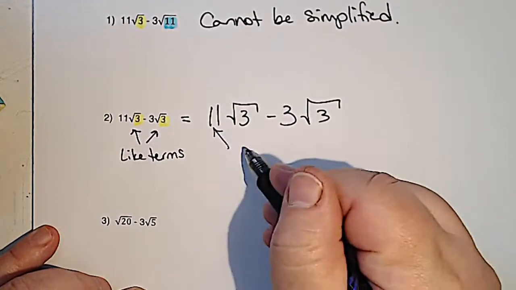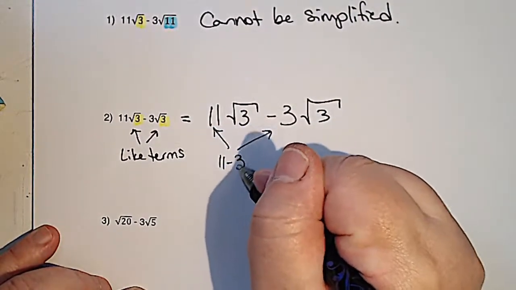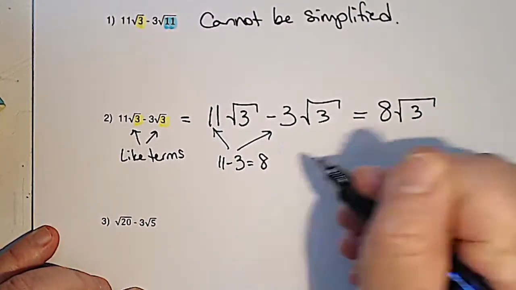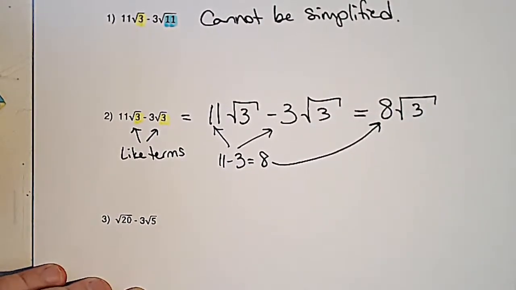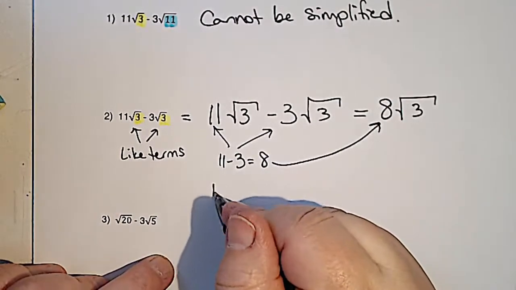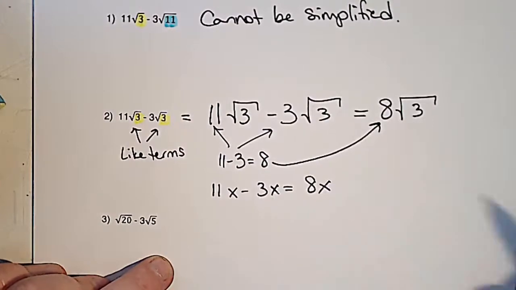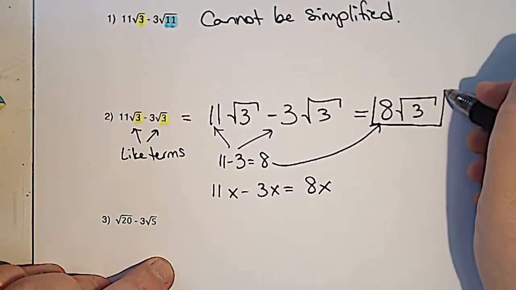Look at these two numbers. The 11 minus the 3. 11 minus 3 is 8. So we get 8 radical 3. So take a look at that. If I've got 11 radical 3 minus 3 radical 3, I get 8 radical 3. It's just as if I had 11x minus 3x equals 8x. The same exact thing is happening. That's our answer.